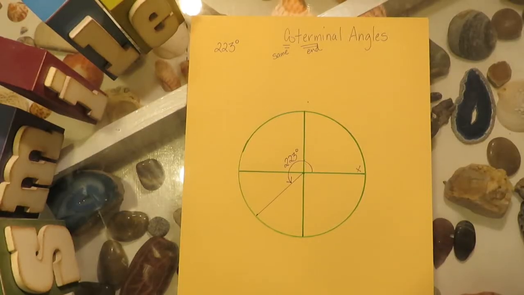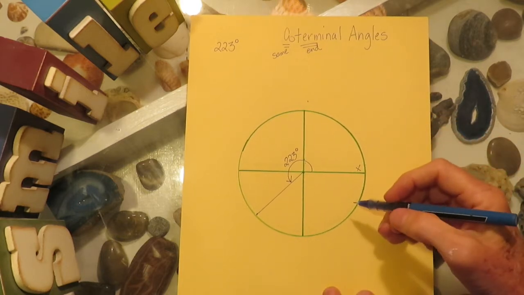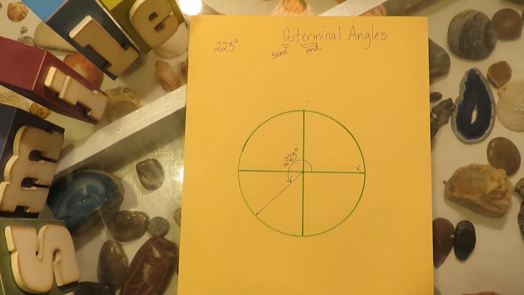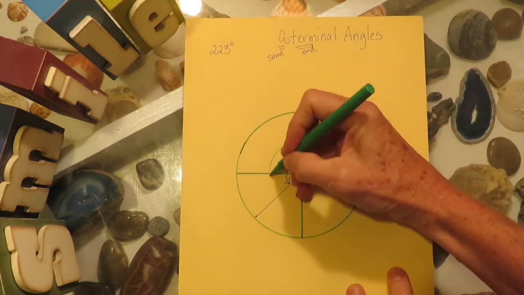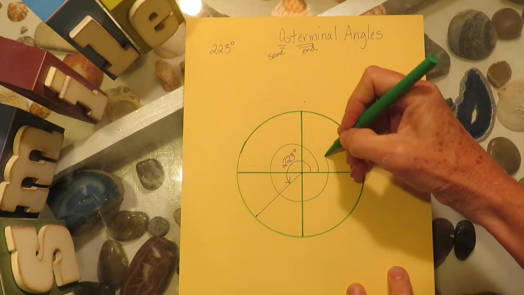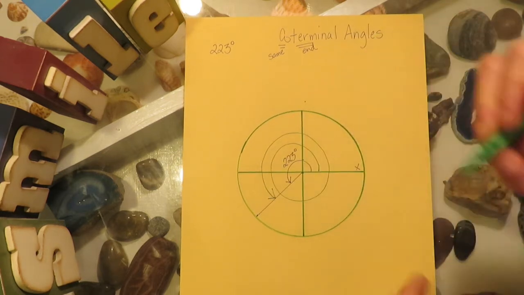We're going to review the idea of coterminal angles. Co means same, terminal or term means end. So we're talking about angles that end at the same ray. I have a 223 degree angle drawn here. So I could rotate all the way around the circle 360 degrees and then rotate 223 more.